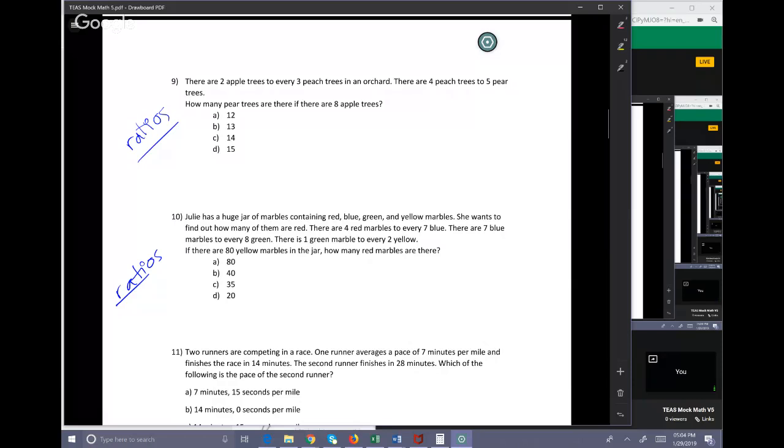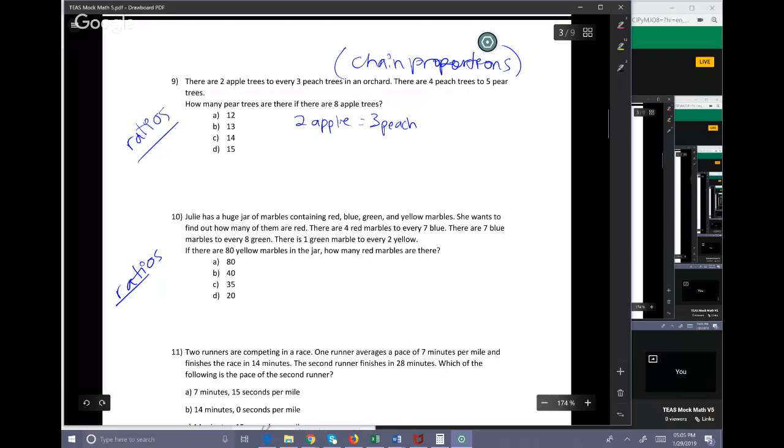The whole premise behind problems like 9 and 10 is you can make one comparison to another, and then you've got to make another comparison that's to a whole different thing that doesn't relate back to the first thing, and you end up with a chain of proportions. And if you wanted to name these 2 question types, you could call them chain proportions or multi-part proportions. So there's 2 apple trees to every 3 peach trees. So if I have 2 apple trees, I know for sure that I have 3 peach trees, which means if I'm given a quantity of one of those 2, I can get the other.